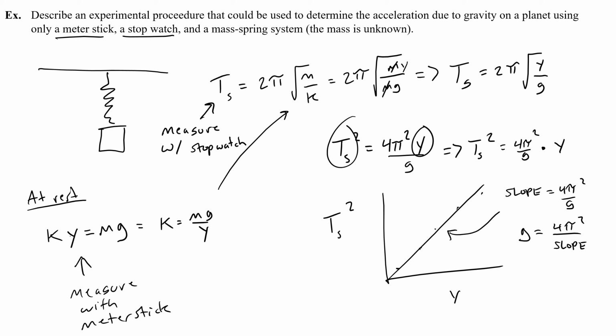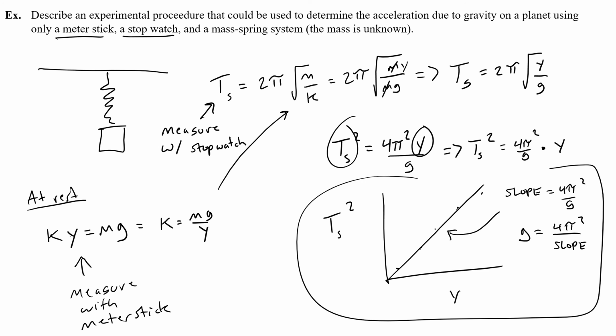So a lot of questions, particularly on the AP test, they might ask you in some way to think about how can you turn this equation into some sort of experiment or something that you could graph. And this is definitely a good way to do it. Measure the periods, square them, and then measure the distance that it was stretched, and then go as far as you can. Okay, so this video is over.